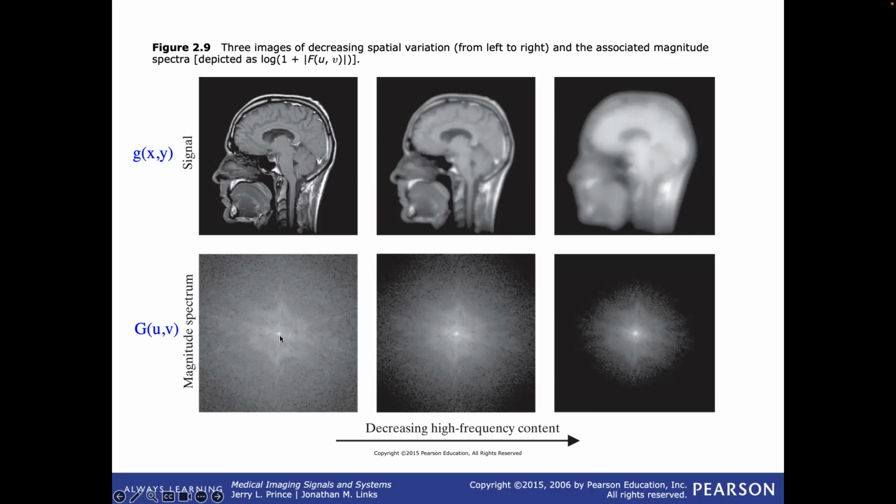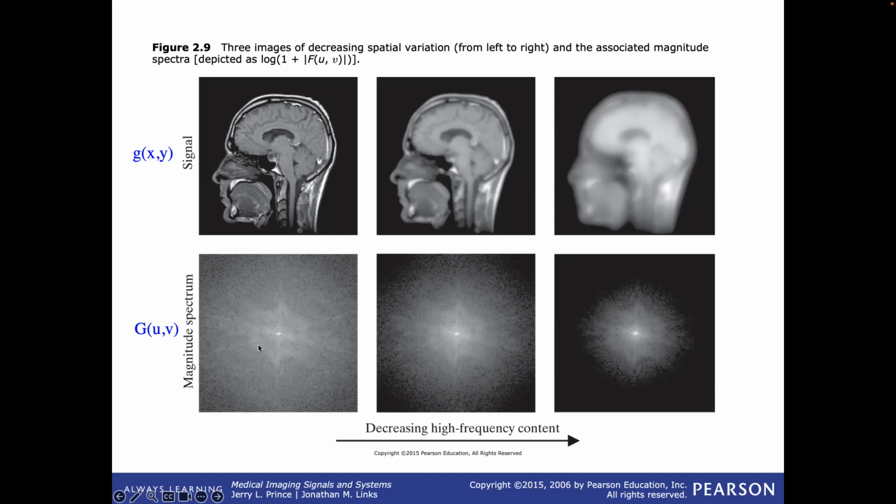Oftentimes when you take the Fourier transform and display the coefficients or the magnitude of the coefficients, you'll display the logarithm of the magnitude, because the coefficients are so much higher in the center than the outside. You would just see a bright spike if you showed it in a linear display. So this is the logarithm of the Fourier transform. Here, this represents basically a block of spatial frequencies that are found inside this image.